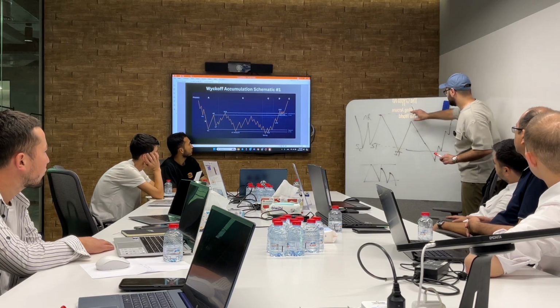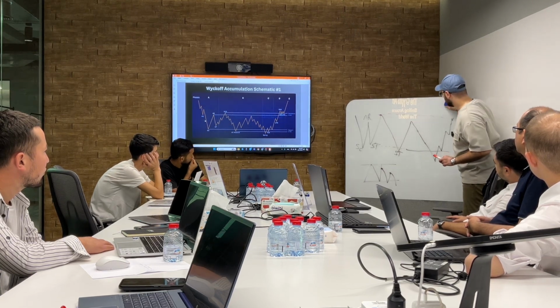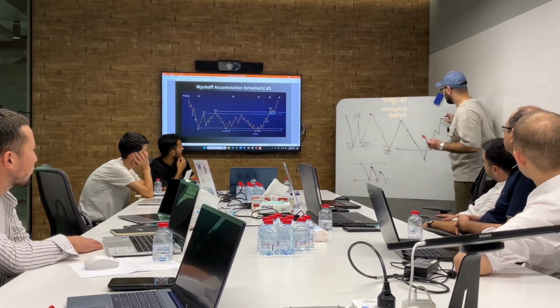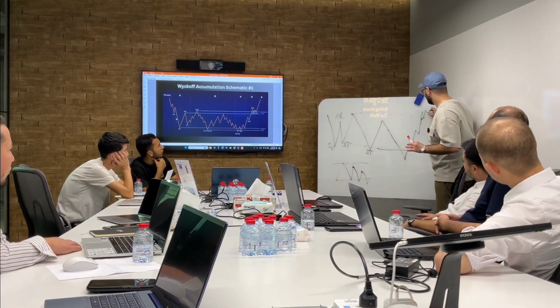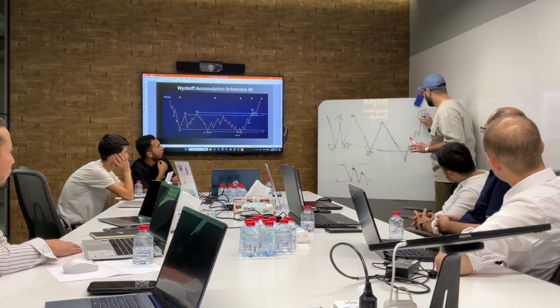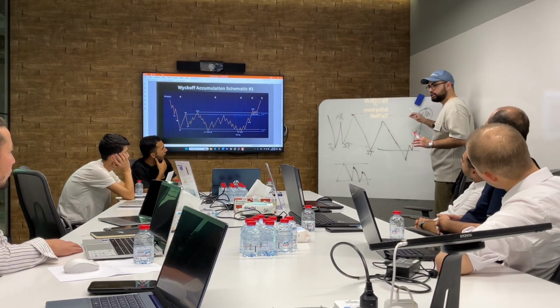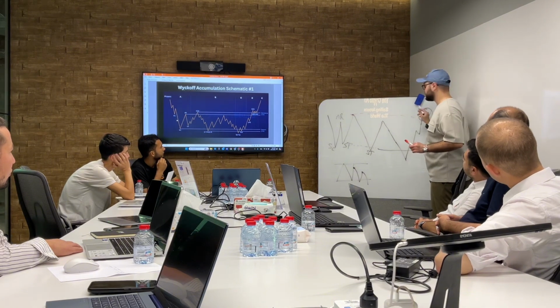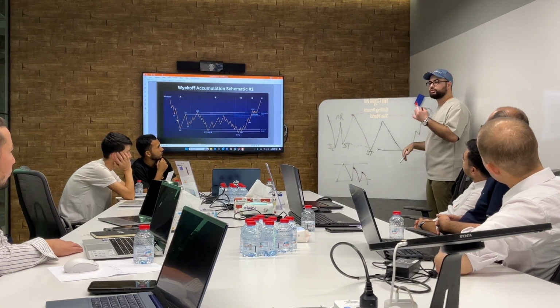Then here at this extreme of the range on top, what happens? Some type of consolidation happens. You will get something like this. If you see this pattern here at the top, like 90% it will continue up, because this is what we call signs of strength.